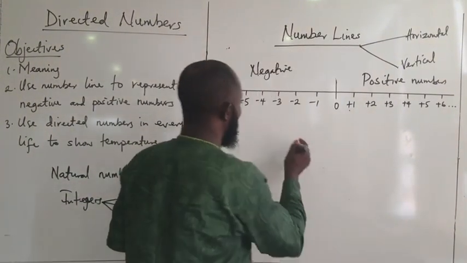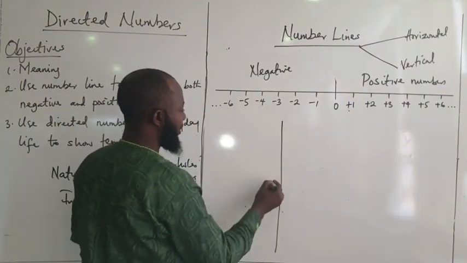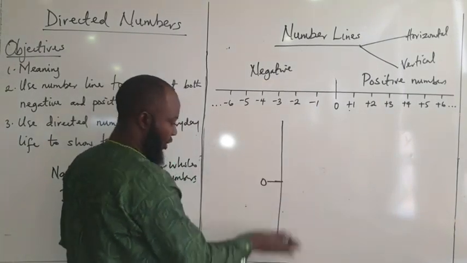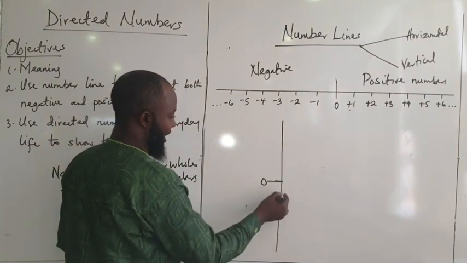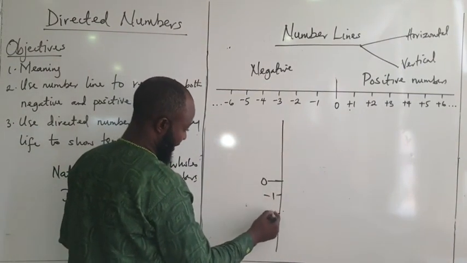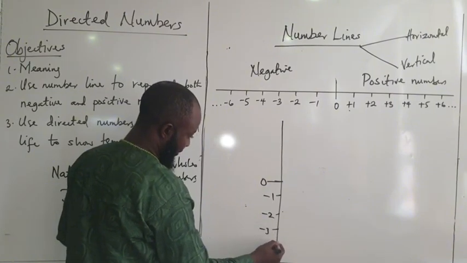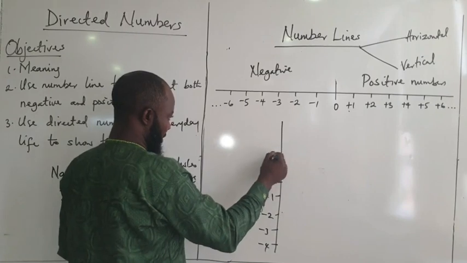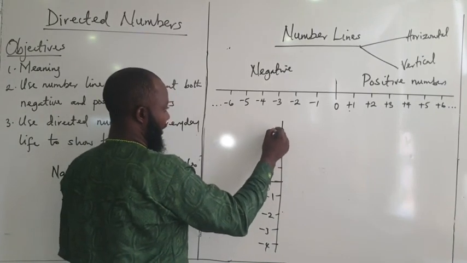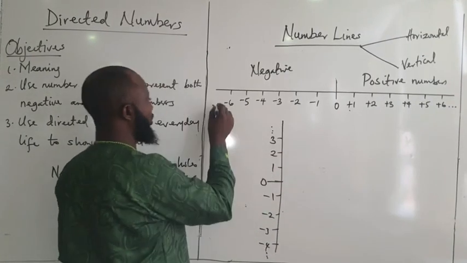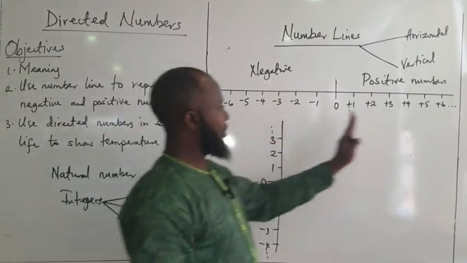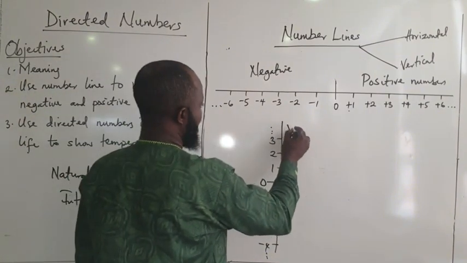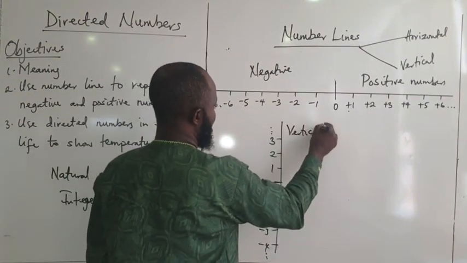Then the vertical one will be like this. This is the vertical one. We have 0 here. Below, when you go down, you have negative numbers. When you go up, you have positive numbers, and so on and so forth. The dots tell you that the numbers still continue. This is the vertical number line.